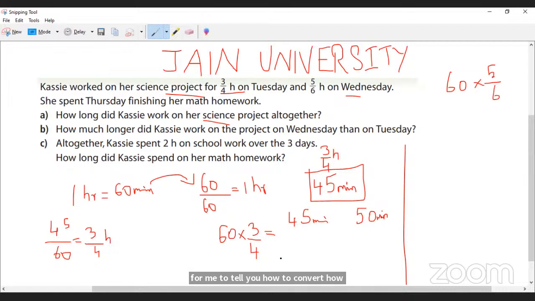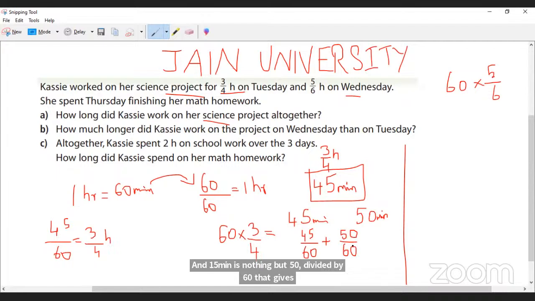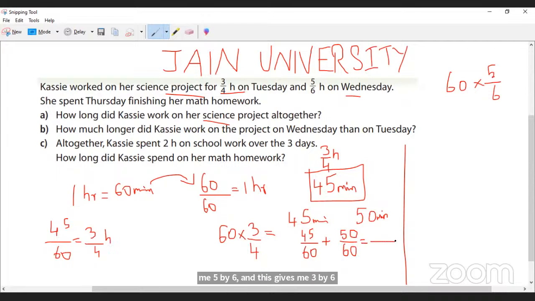Okay, so 45 minutes in fraction, that's nothing but 45 divided by 60. Are you clear with that? And 50 minutes is nothing but 50 divided by 60. That gives me 5 by 6, and this gives me 3 by 4. So overall, out of 1 hour, the LCM is 60. So 45 plus 50, it's going to be 95 minutes altogether.